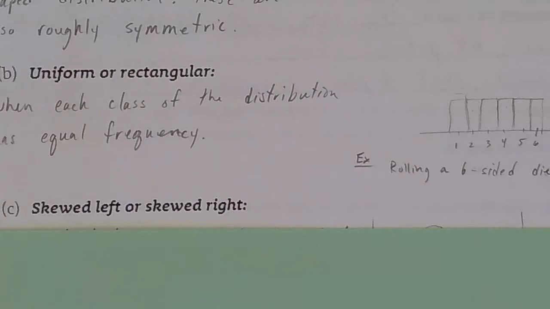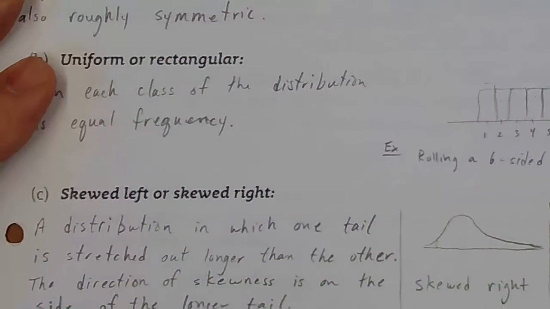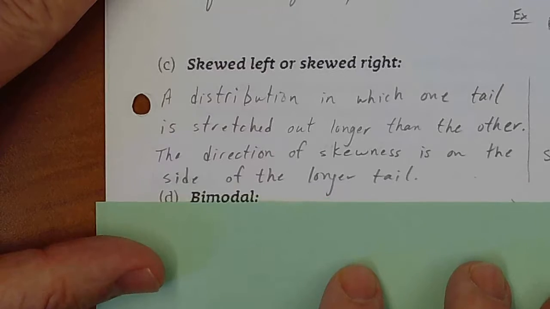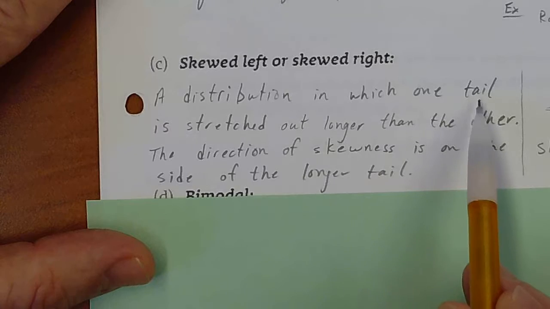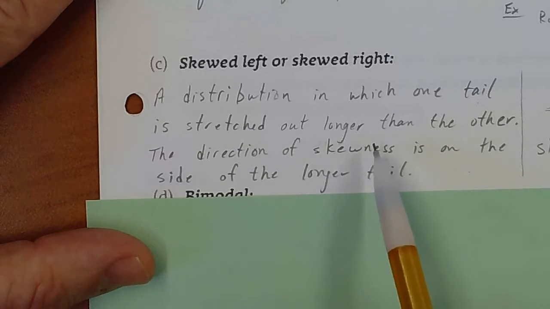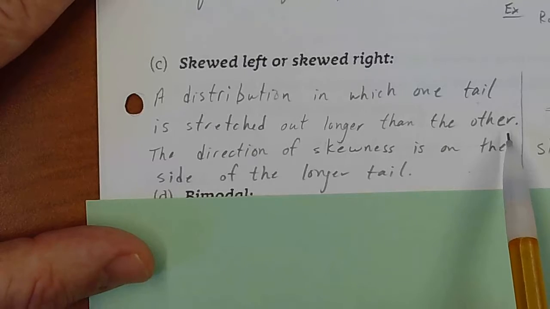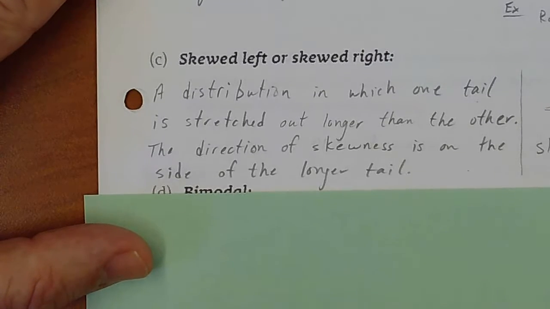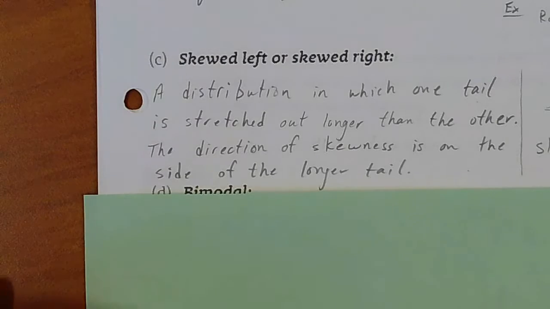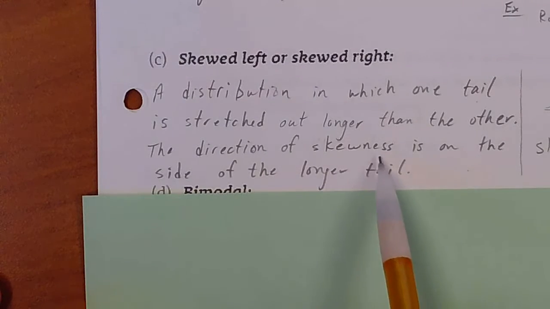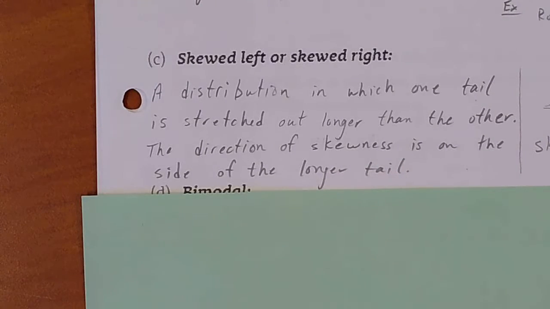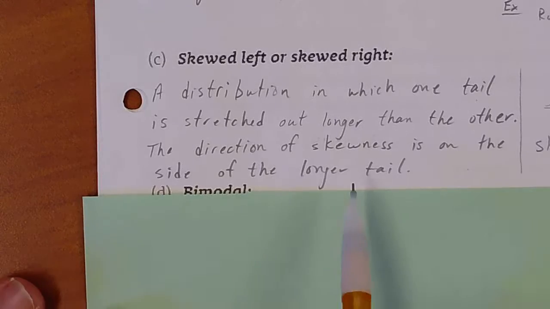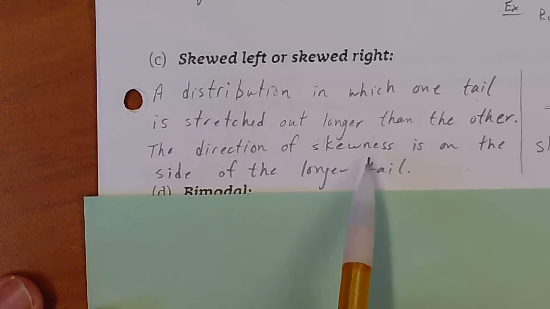All right, skewed distributions. Here's the word description. Write this in, and leave some room for a couple of pictures of it. A distribution in which one tail is stretched out longer than the other. The direction of skewness is on the side of the longer tail. Students early on will get this mixed up and call it skewed right when actually it's skewed left. So this is an important part of it here. The direction of skewness is on the side of the longer tail.